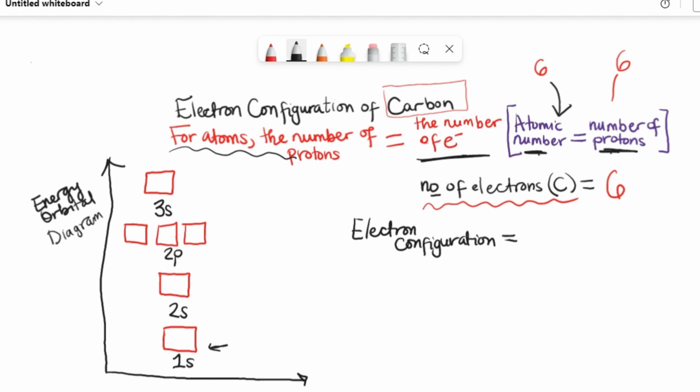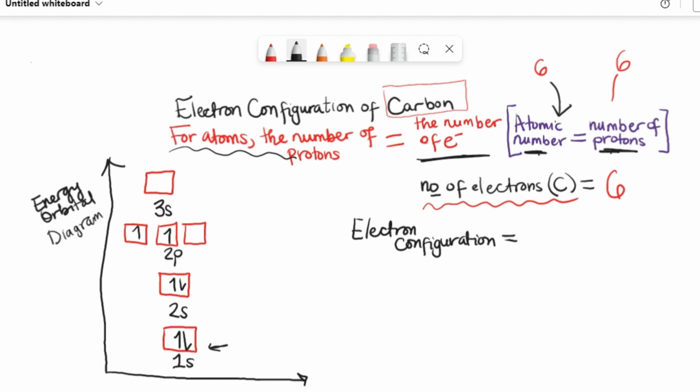So the first thing we do is, we've got 6 electrons, and we start filling from the bottom. We've got 1 electron, and then the second, because it's only 2 electrons per orbital, 2 electrons per box. And then we have 4 more. So we've got 3, we've got 4, we've got 5, and then we've got 6. So we filled up 6.